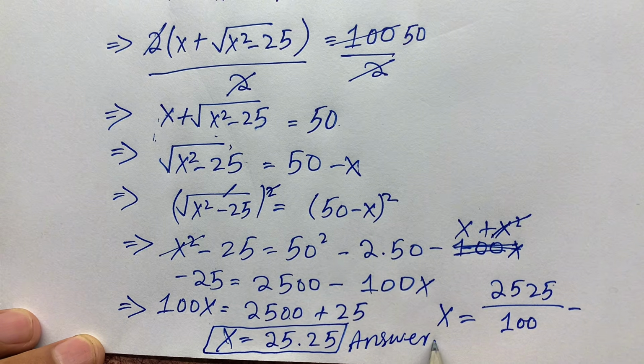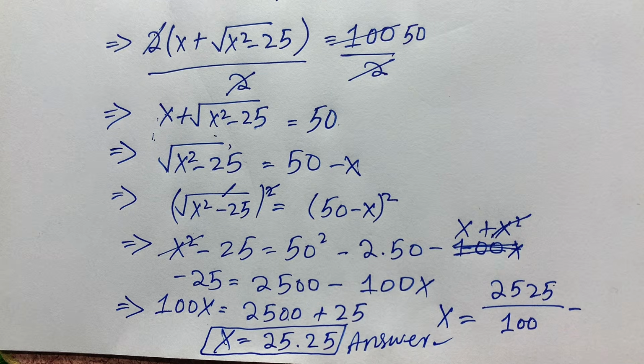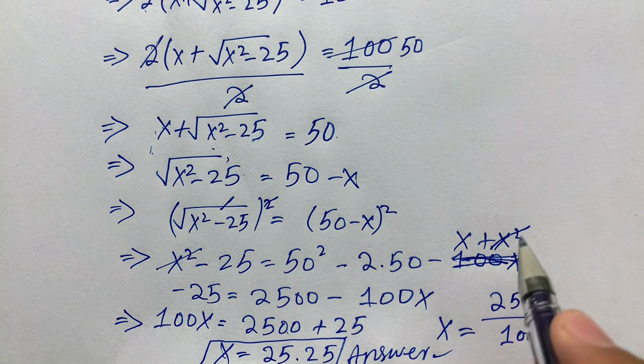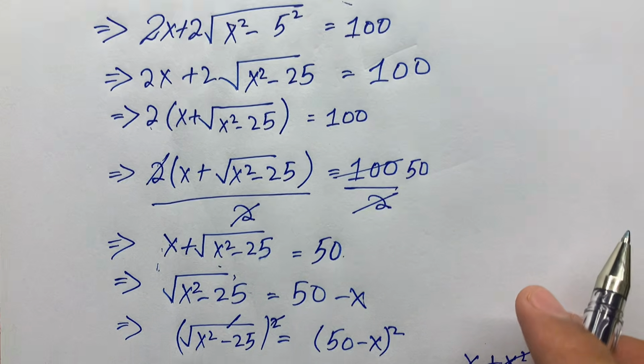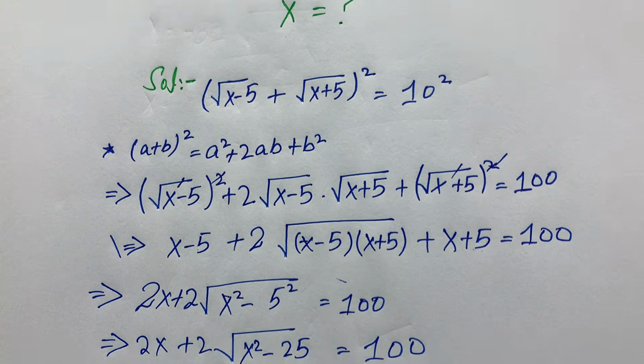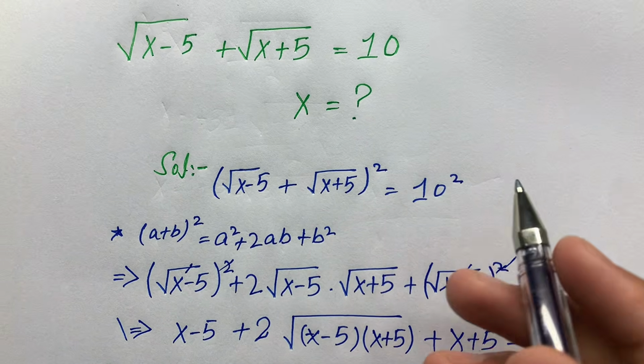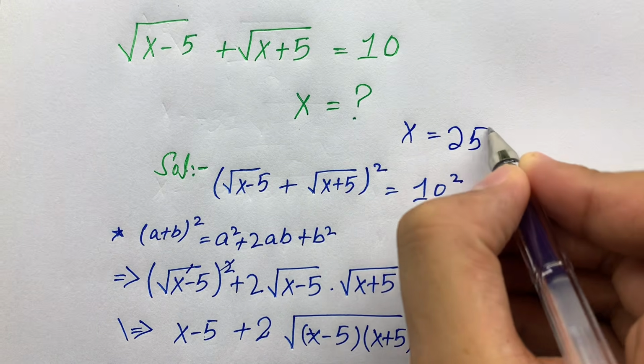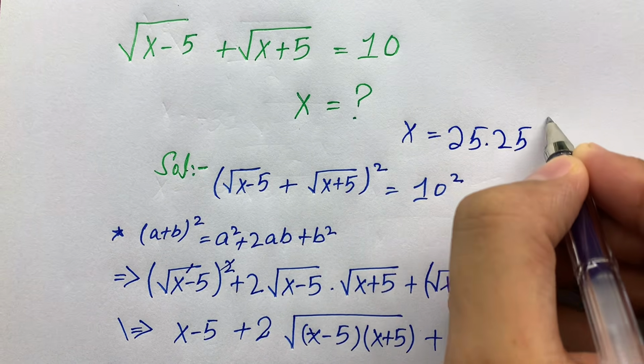This is our final answer to this mathematical problem. Hope you understand. This is a very simple and tricky method to solve this Olympiad problem, and in this question our value of x is equal to 25.25.